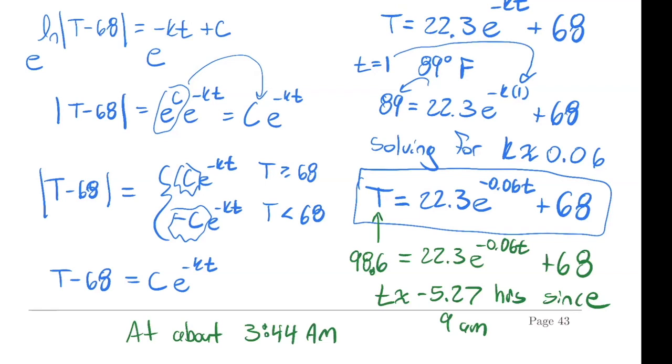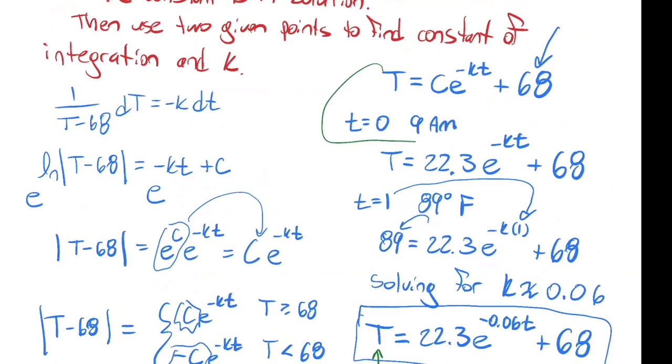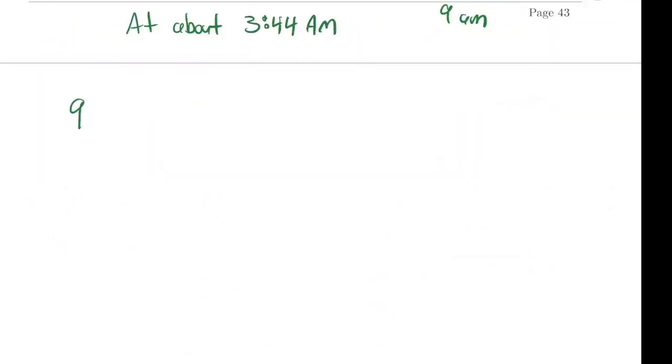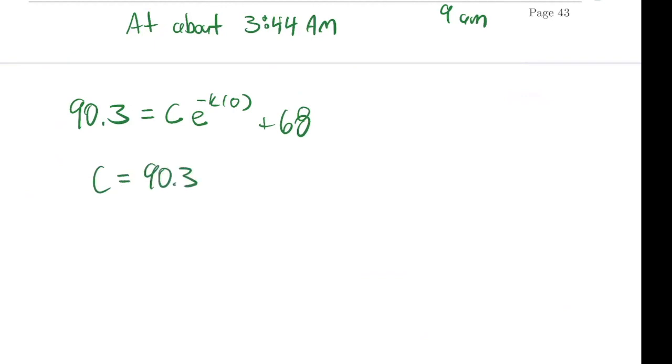Wait, sorry, can you clarify how you got 22.3? Yeah, so at this stage over here, we have our general solution. And so now if you plug in 0 over here, at time 0, it was 90.3 over here, then you could solve for capital C. So that equation would look like 90.3, the temperature at 9 a.m., is equal to C times e to the minus k times 0 plus 68. So that would be the equation you would want to solve. Awesome, thank you. Yep. And so C winds up being 90.3 minus 68.